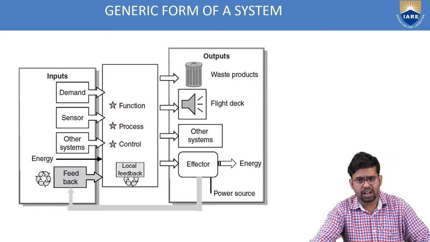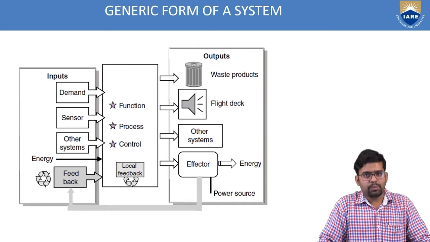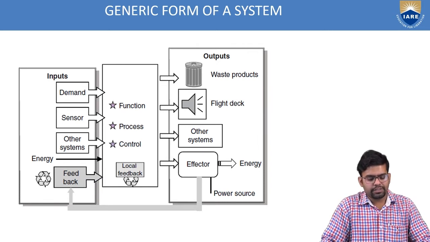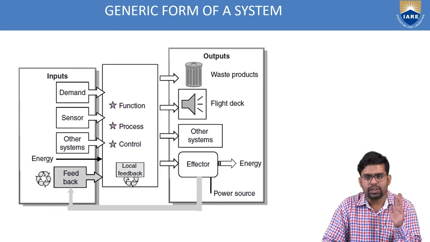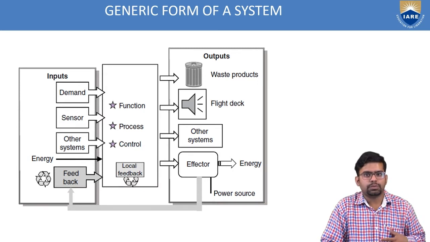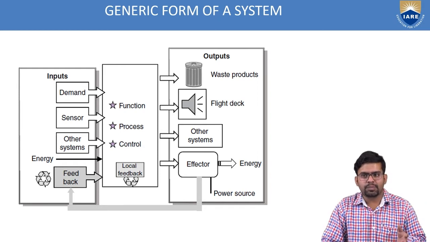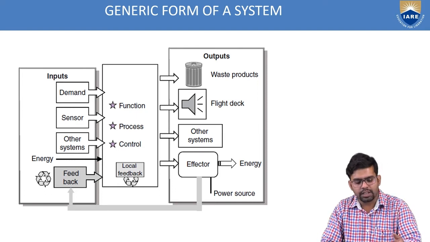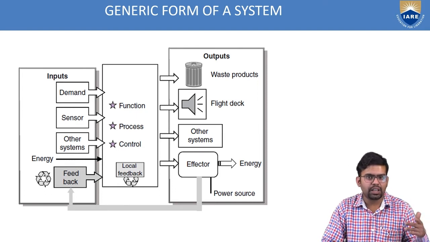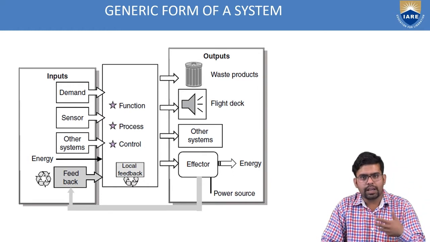Let us move forward. Here I have broken down the generic form of the subsystem. For example, here I have my input, where I have a demand, a sensor, and other subsystems which give inputs to my brain. For example, my demand is food. My sensor is neurons that tell me I'm feeling hungry. And other subsystems are health conditions, for example. These are my energy, which I've stored from the previous day. So I have all these.